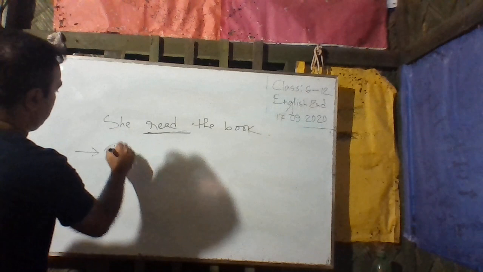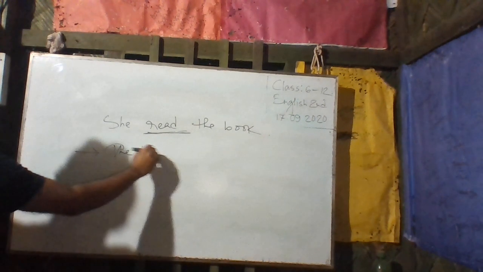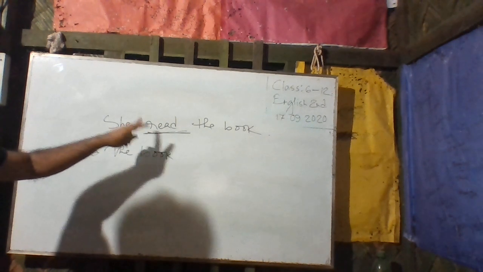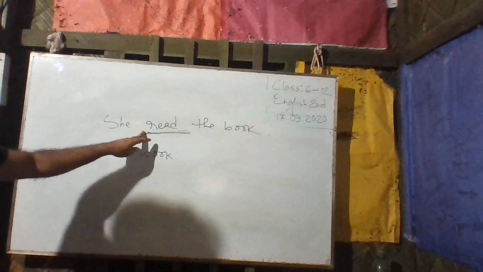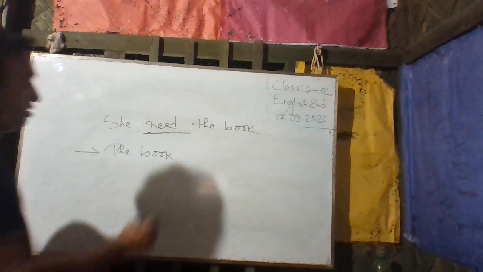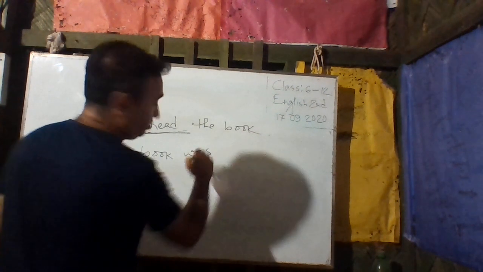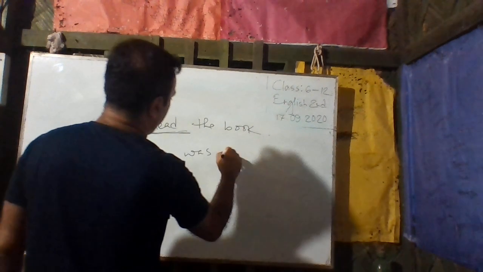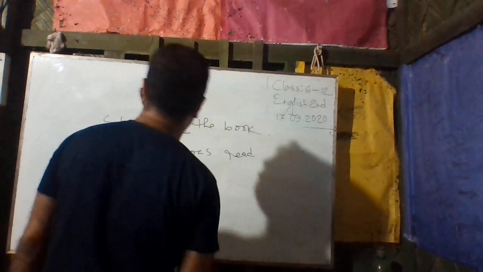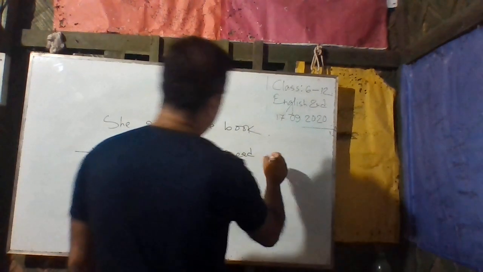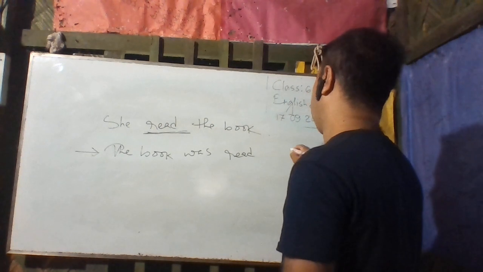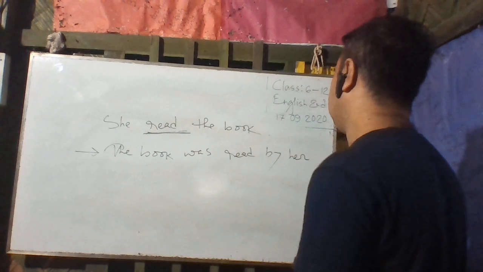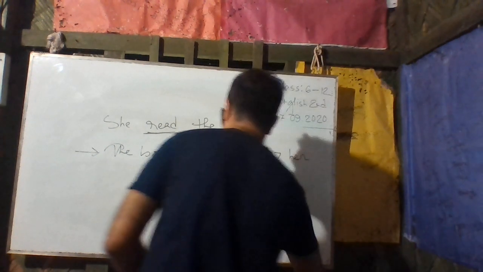Okay, the book. Then auxiliary. If the verb is in the past form, then you have to put auxiliaries was or were. The book was. Then past participle. Read, read. The book was read. Then the subject as the object. Her. Before that, you have to use by. So the book was read by her. In past indefinite.